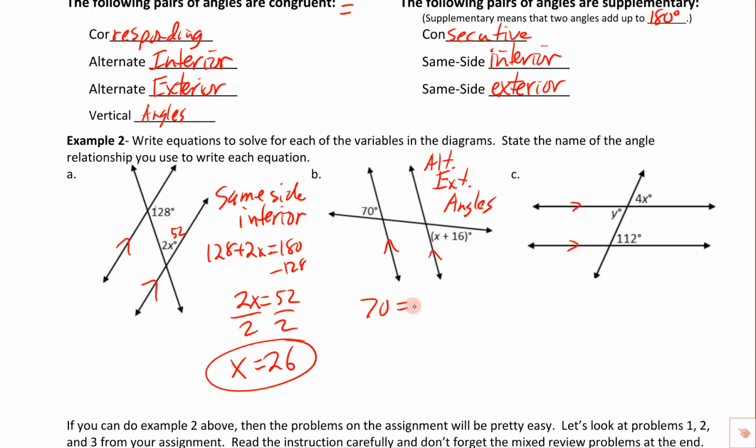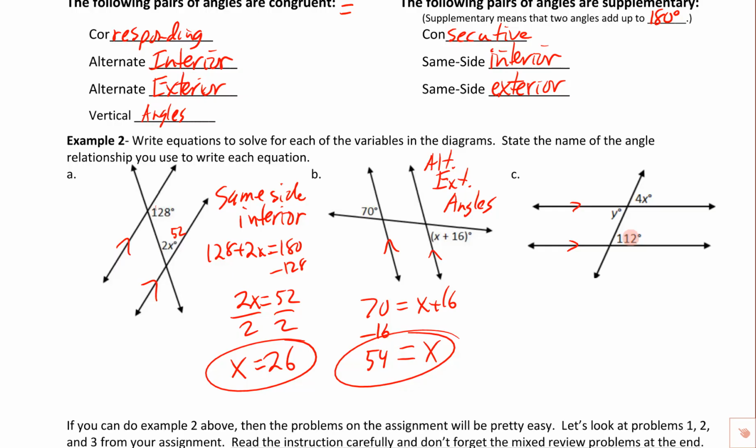So we're going to say 70 equals x plus 16. We're going to subtract the 16. So we get x is equal to, and 70 minus 16 would be 54. Put the degree sign on there and we're all set to go. Oh, that was just an x, so we don't need the degree sign on there.